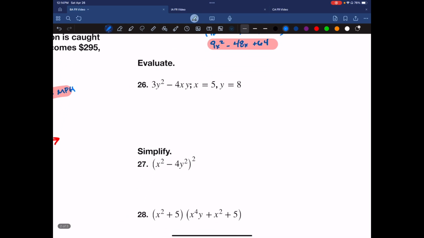Number 26, it says evaluate. They give me an expression, 3y squared minus 4xy, and they give me x is 5 and y is 8. So I'm going to plug in. So y is 8, so it's going to be 3 times 8 squared minus 4, x is 5, y is 8.